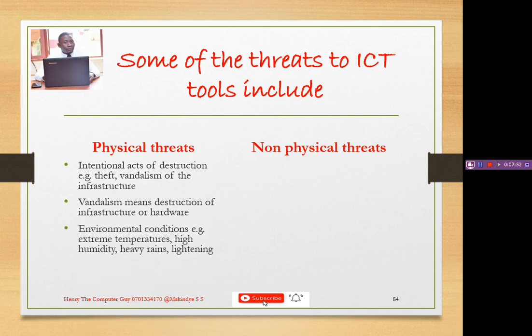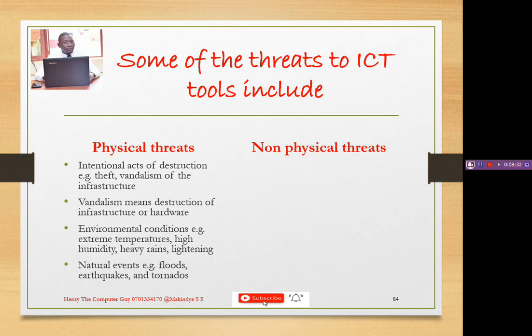And they're telling us we also have what we call environmental conditions. These ones happen without our consent. It is just God's will. For example, extreme temperatures. Temperatures may rise up. High humidity. Heavy rains. And lightning. You've not asked for it, but it is God's plan who has actually made it happen. So those are also environmental conditions, and they are also physical.